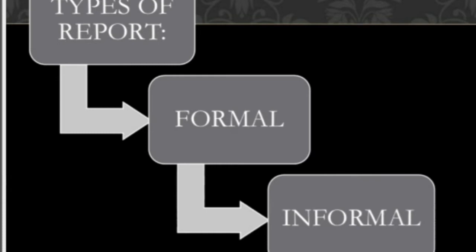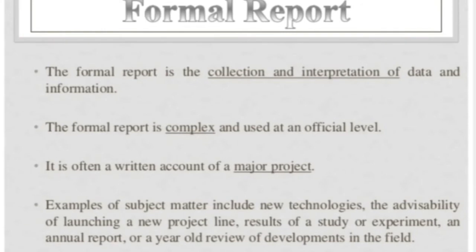Next concept is types of reports. These are formal and informal reports. Let us discuss now the formal report. Formal reports are a little bit complex to prepare. This can be used by official level people. It is a collection and interpretation of data. It is a written document of a major project report.